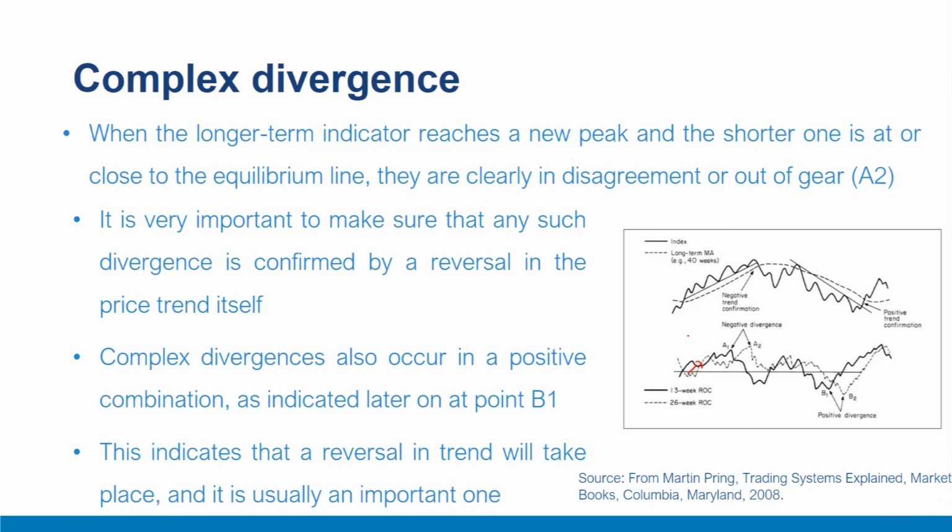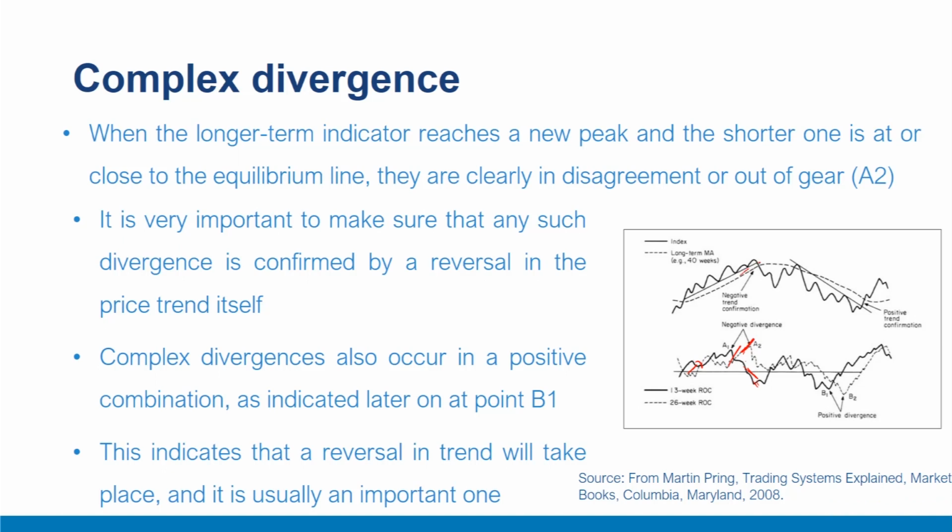On the other hand, when the long-term indicator reaches a new peak and the short-term is close to its equilibrium line or below it, they are clearly in disagreement and out of gear. For example, at A2 in the figure, they are clearly in disagreement and out of gear. This normally, but not necessarily, indicates that a reversal in the trend may take place, and usually an important one.